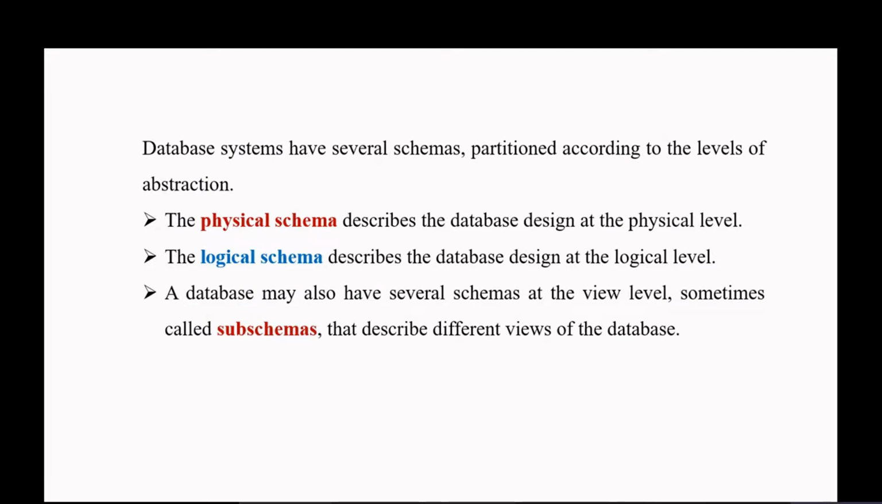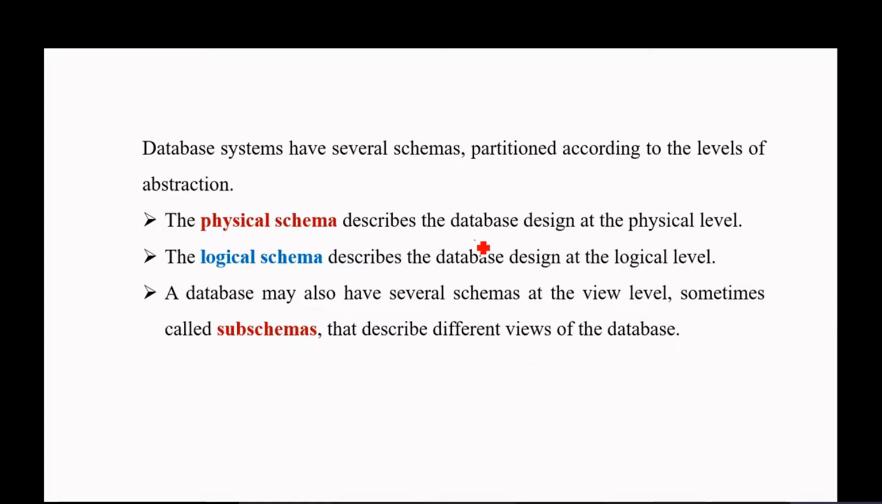Now according to abstractions, I can say, okay, I have three types of schemas. According to the level of abstraction: physical schema, logical schema and sub schemas or view schemas. So physical schema क्या करेगा? We are talking about the design. Schema word का मतलब पता होना चाहिए. We are talking about the design. Now we are saying physical schema. So physical level पे जो database का design है वो क्या होगा? Physical schema describes database design at physical level.